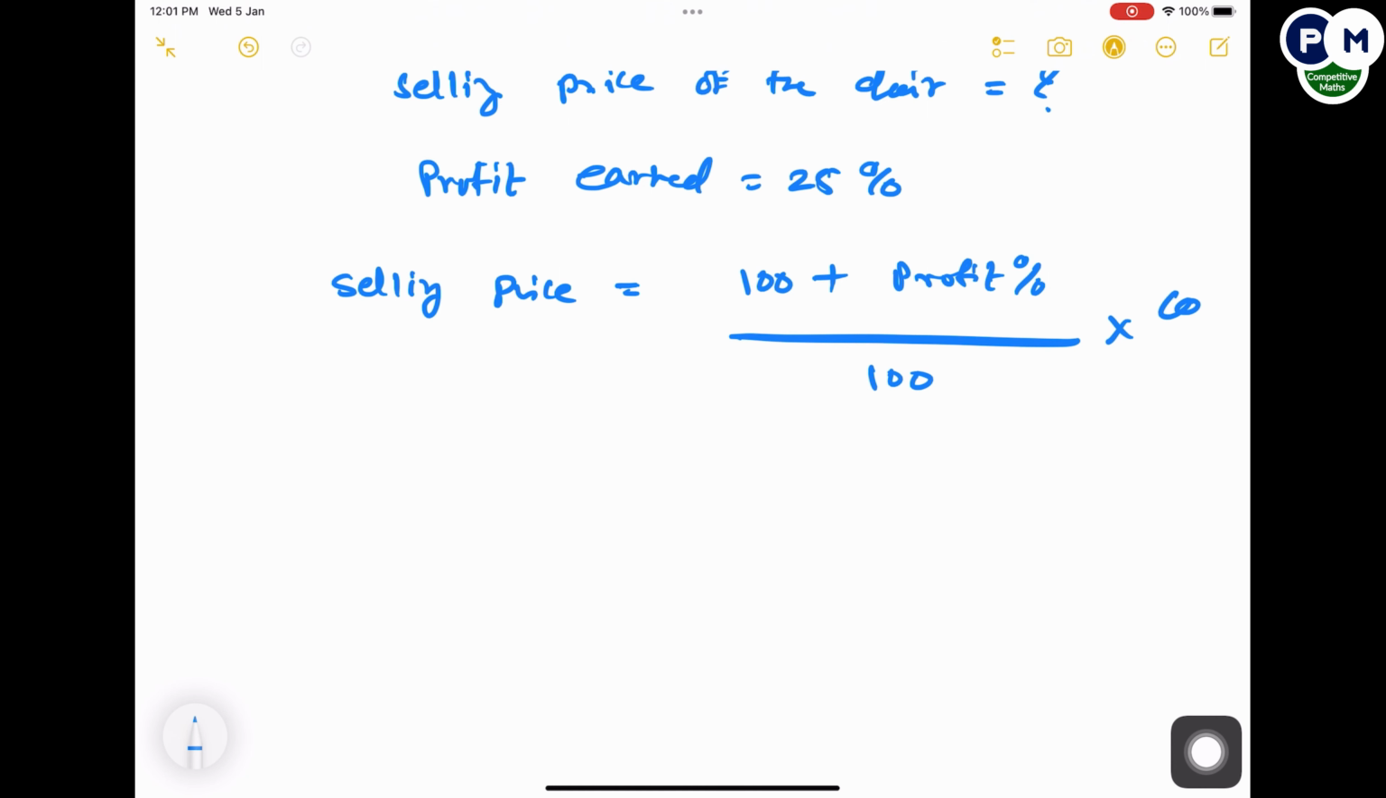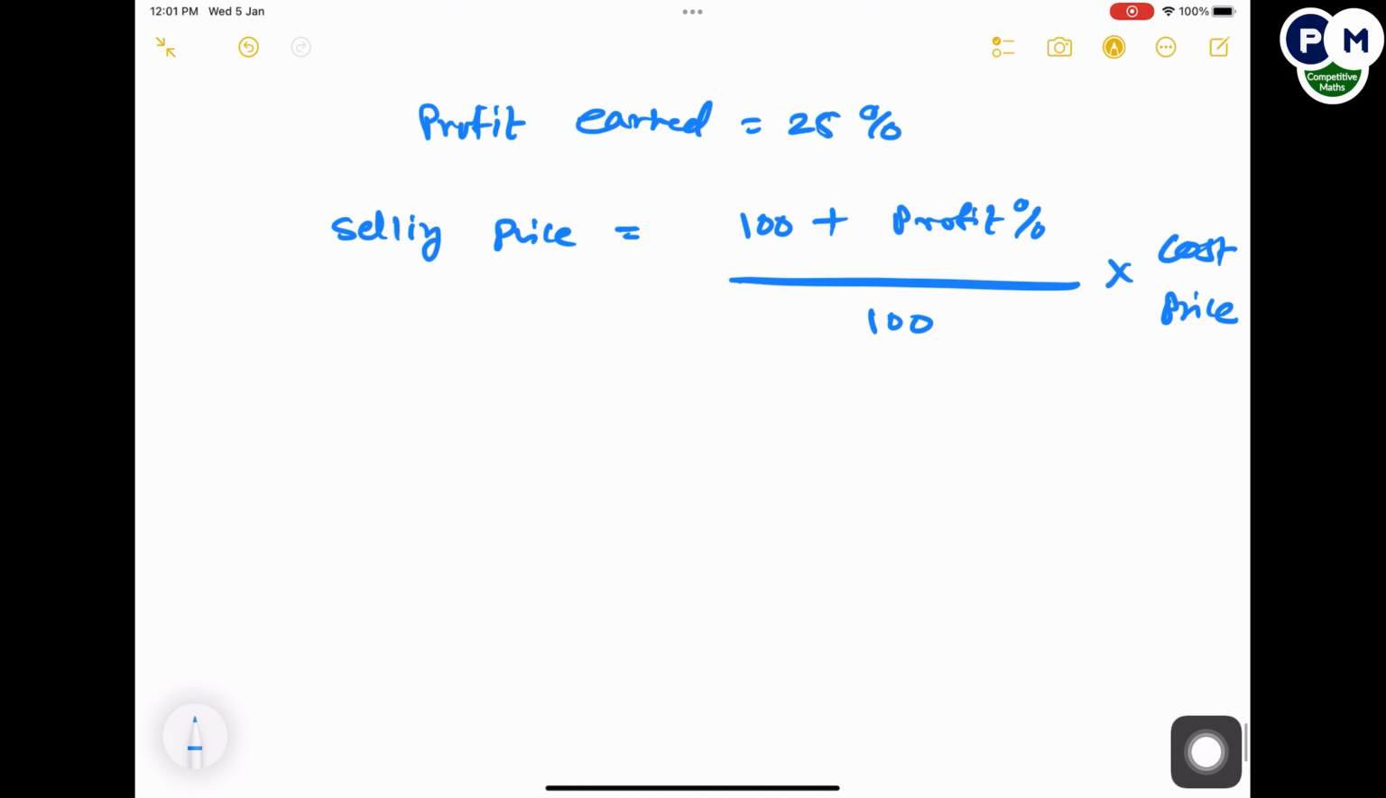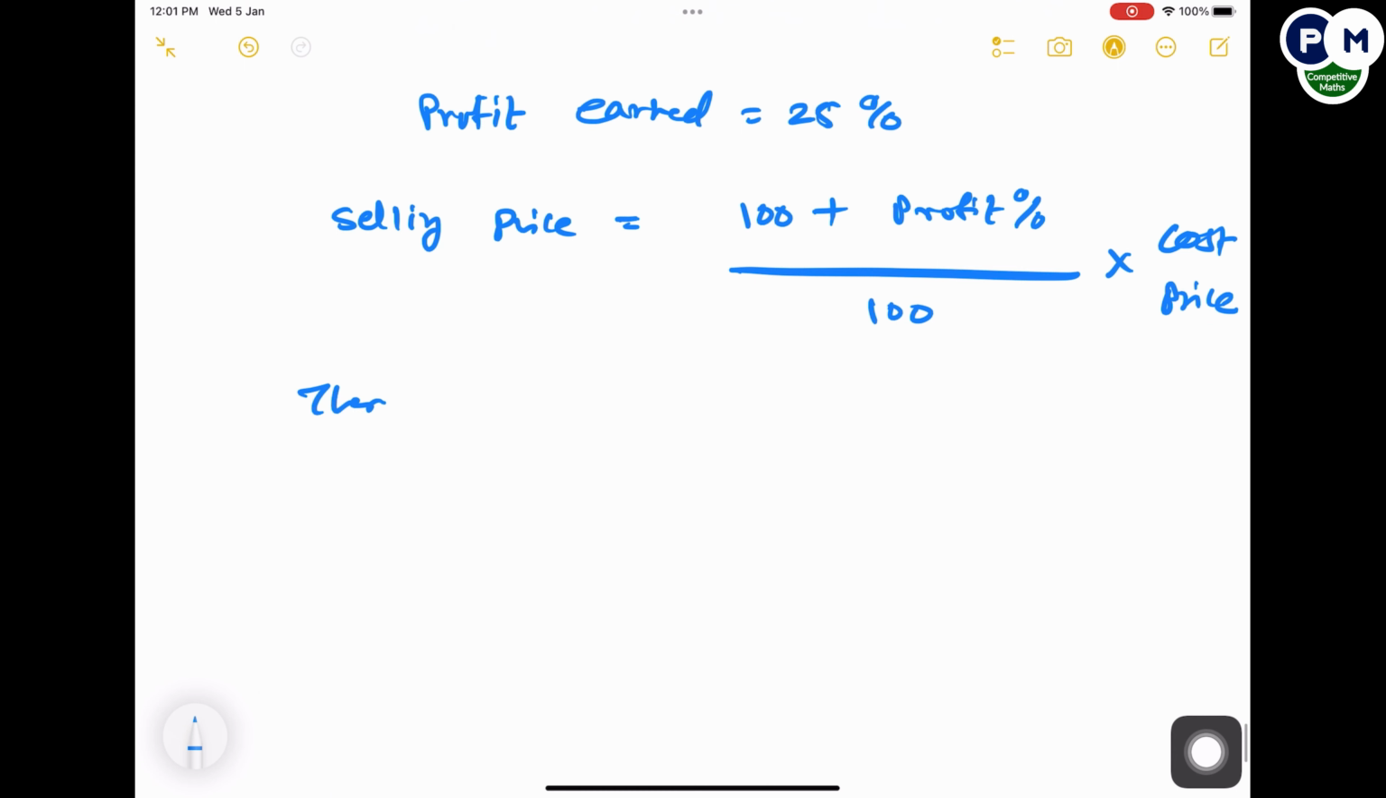Next, selling price equals the result of 100 plus profit percent divided by 100 and multiplying it by cost price. Therefore, selling price is $1,925.